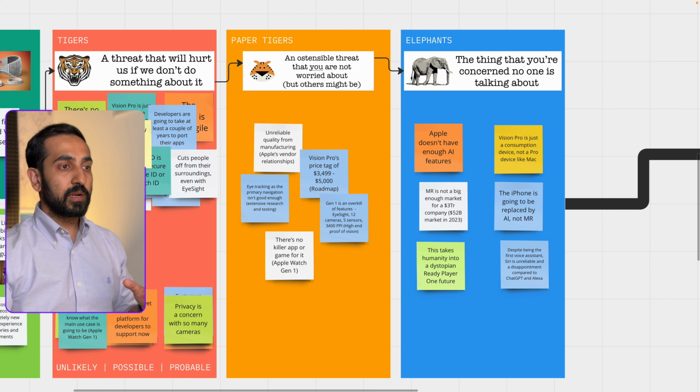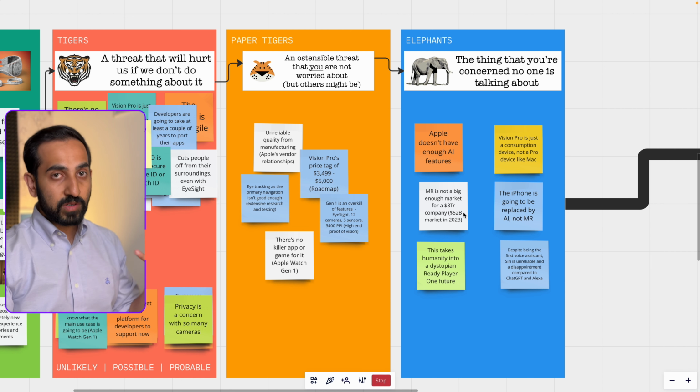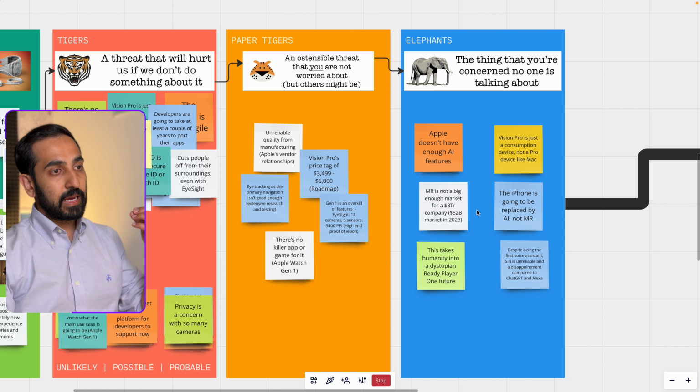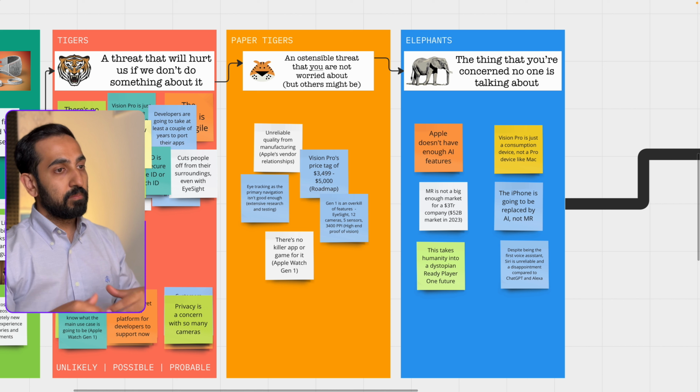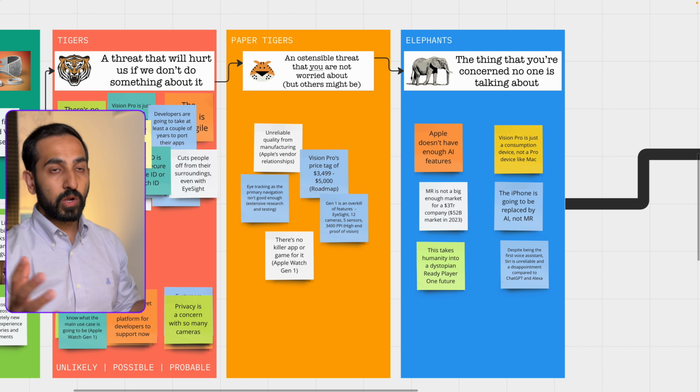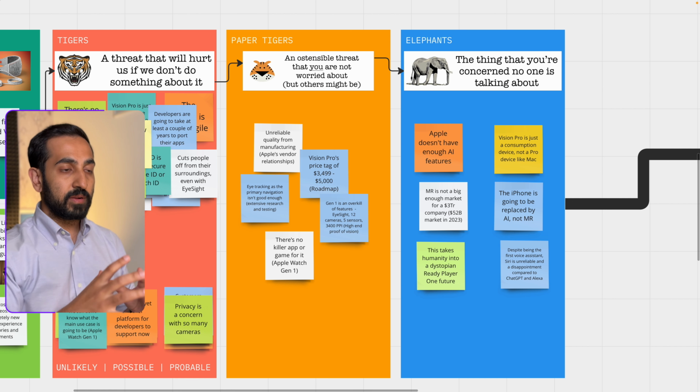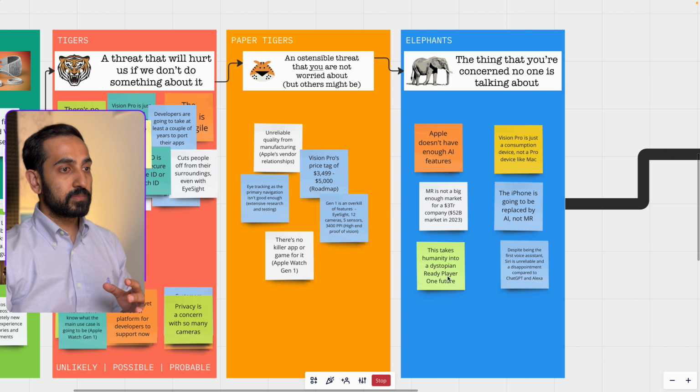MR might not be a big enough market for Apple, which is a $3 trillion company today. MR is only a $52 billion market in 2023. So it's not something that we can do anything about, but we have the long term in mind. We see this market becoming a $1 trillion market in the next decade, and so it's something that we are really investing in for the long run.